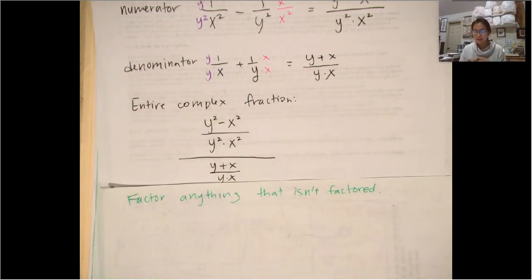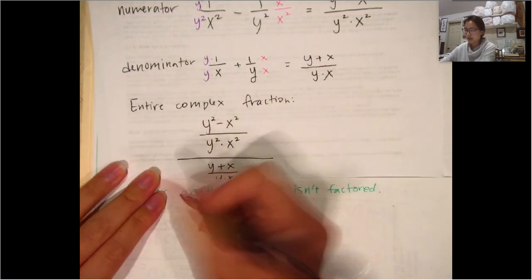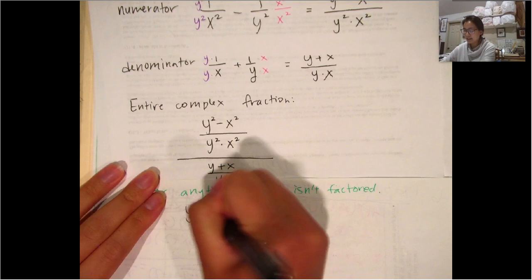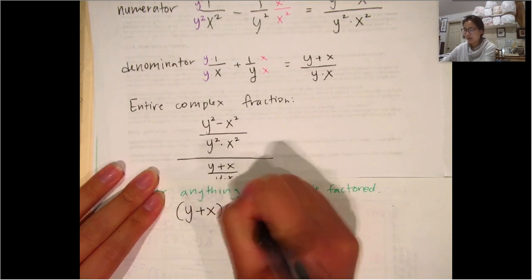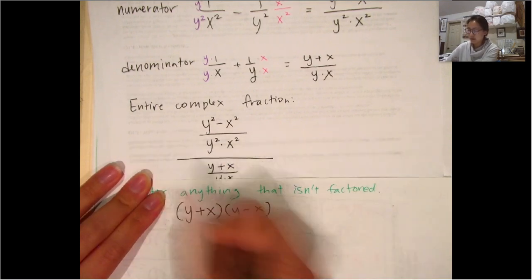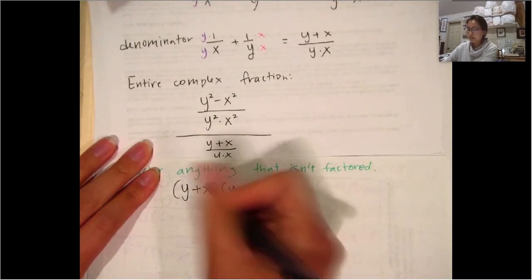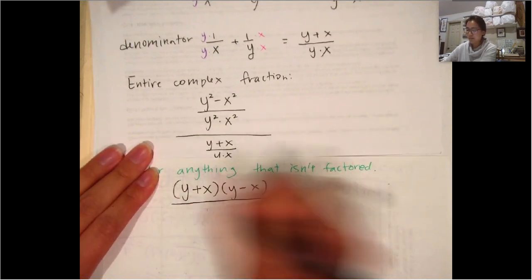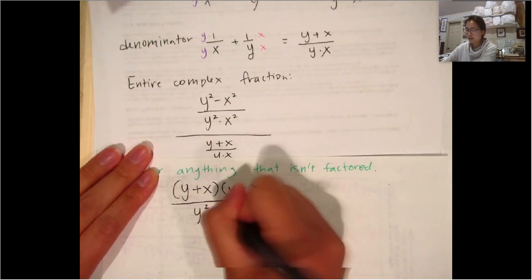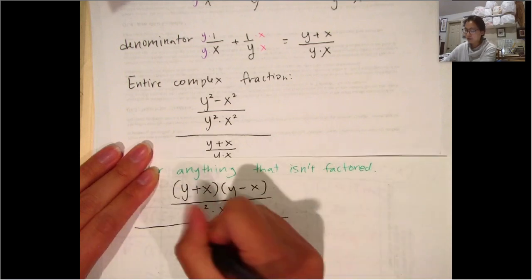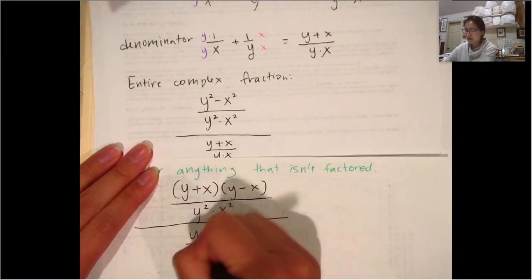So y squared minus x squared, y'all know that's a difference of squares because you have y squared and you have x squared and you're subtracting them. So difference means subtraction. So that is a difference of squares. And so you should be able to rewrite that as y plus x times y minus x divided by y squared times x squared, and then all over y plus x divided by y times x.